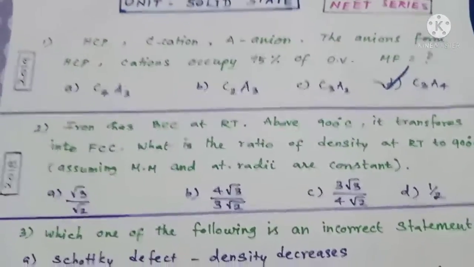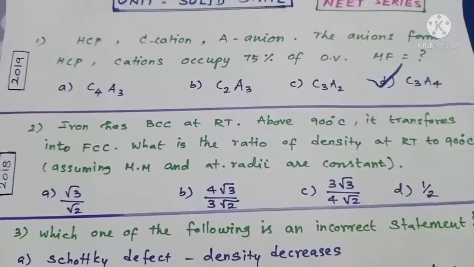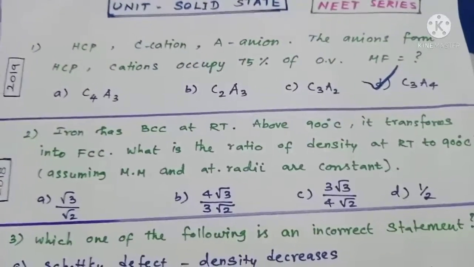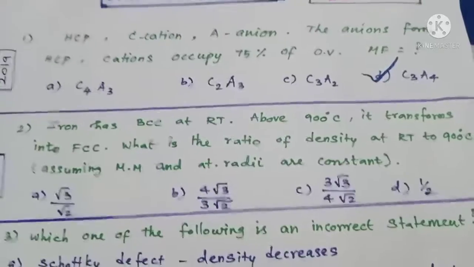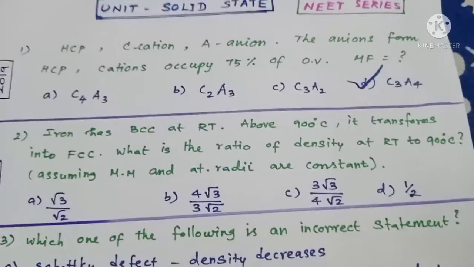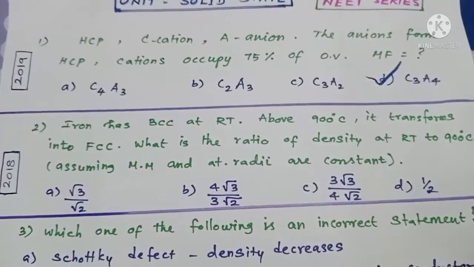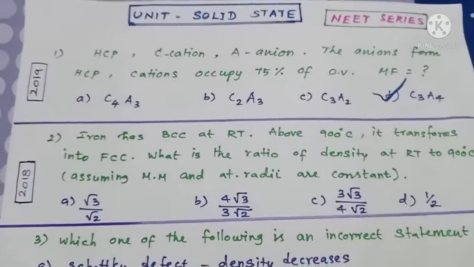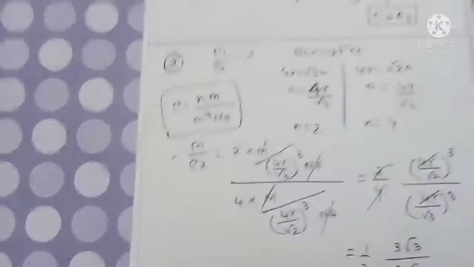Iron has a BCC lattice at room temperature. Above 900 degrees Celsius, it is transformed into another structure, FCC. Now the question is, what is the ratio of density at room temperature to that at 900 degrees Celsius? Here we assume that the molecular mass and atomic radii are constant. Now this question will be solved based on the density formula.